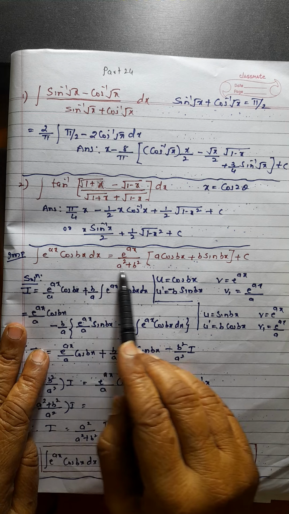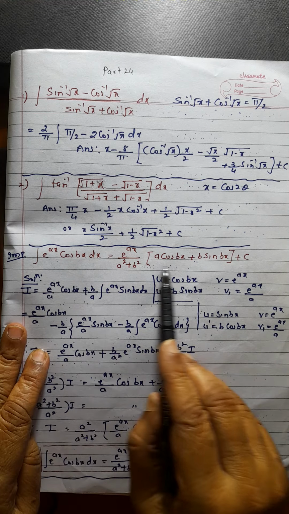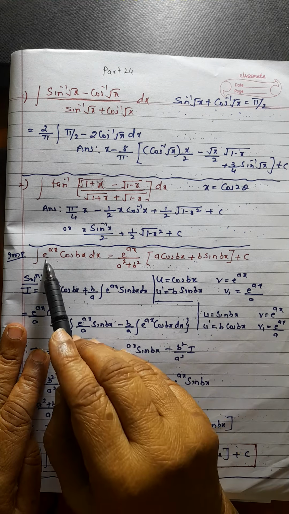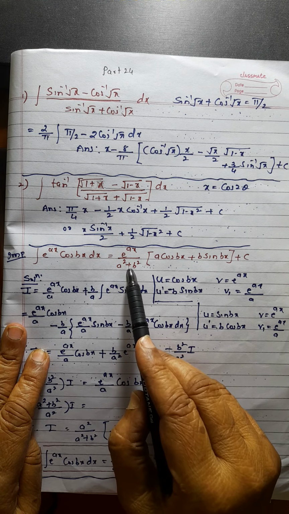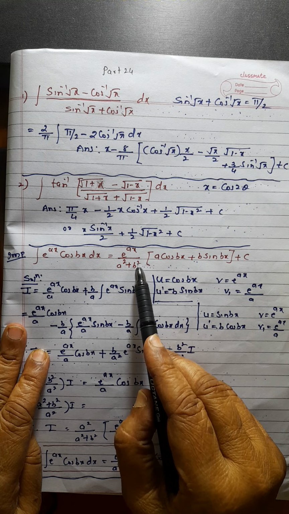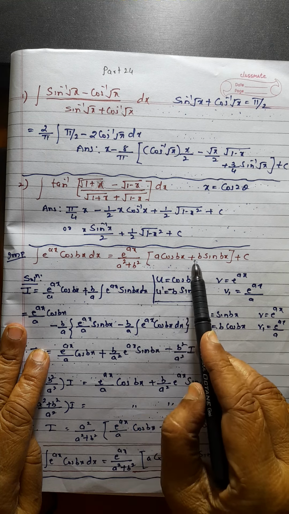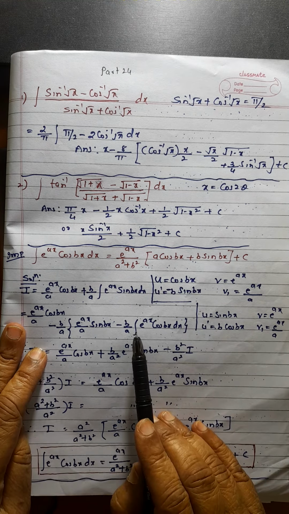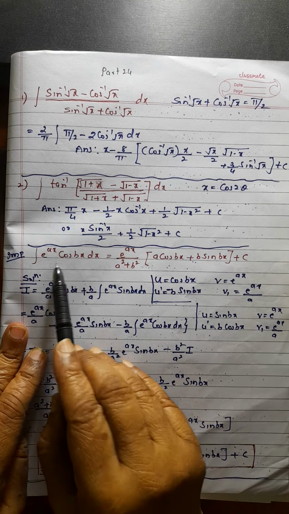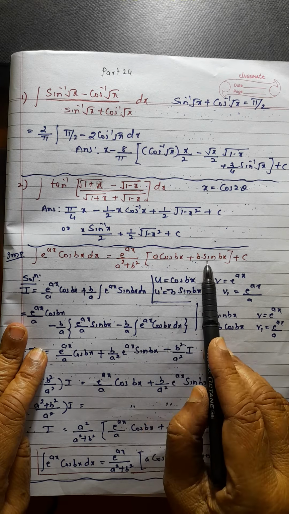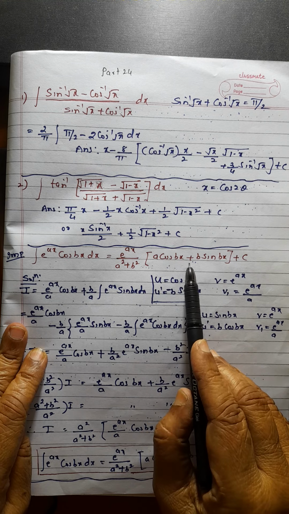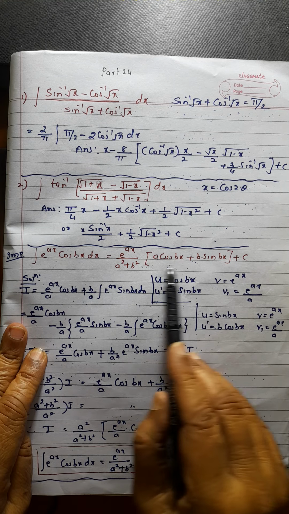Now this is a very important theorem and you have to remember this formula. The integral of e raised to ax cos bx dx is equal to e raised to ax divided by a square plus b square, into bracket a cos bx plus b sin bx. Like this we remember, the derivative of this, but sin is positive here. Better you learn this formula by heart.